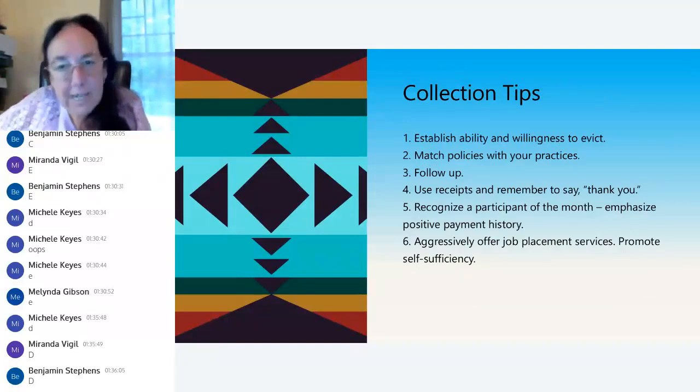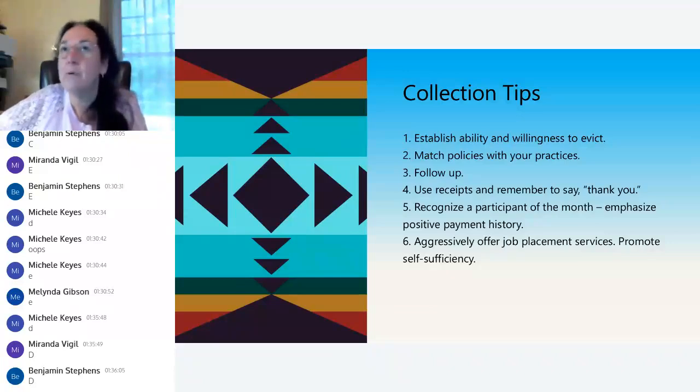So your collection tips: establish the ability and willingness to evict. If you don't evict people, they'll end up not paying their money. They'll say, they don't evict anybody here, we don't have to pay our rent. You have to be willing to do that. And once you evict, and it's known that you evict, everybody comes into line normally.